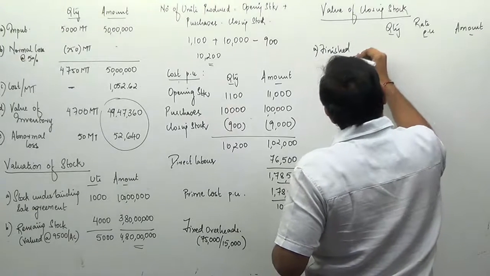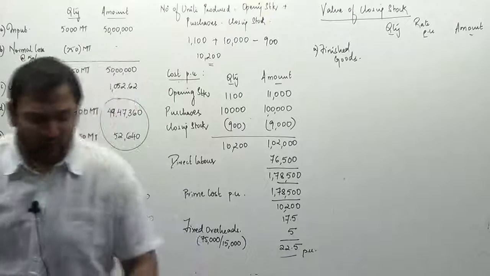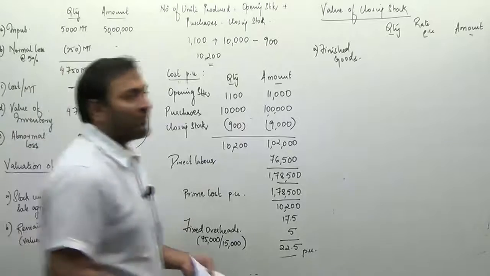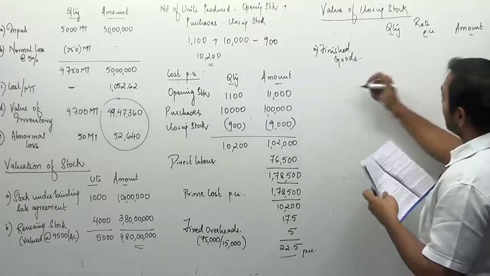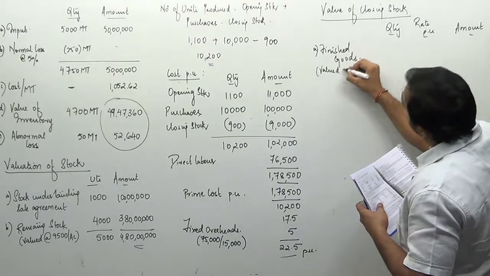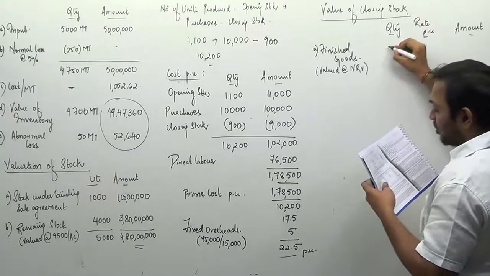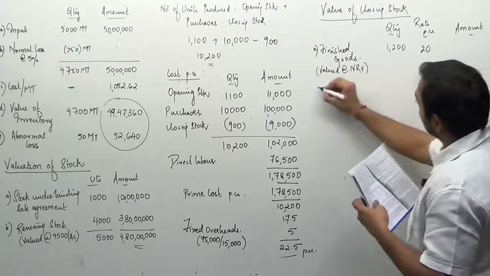Finished goods, opening was also about 20. Opening was also more than 20. Check opening stock of finished good: 1,000 units at 25,000, that means 25 rupees per metric ton. So that is also more than 20. So this should be valued at NRV. Since it is lower than cost, I'll value it at NRV. Total finished goods at 1,200, valued at 20 rupees.